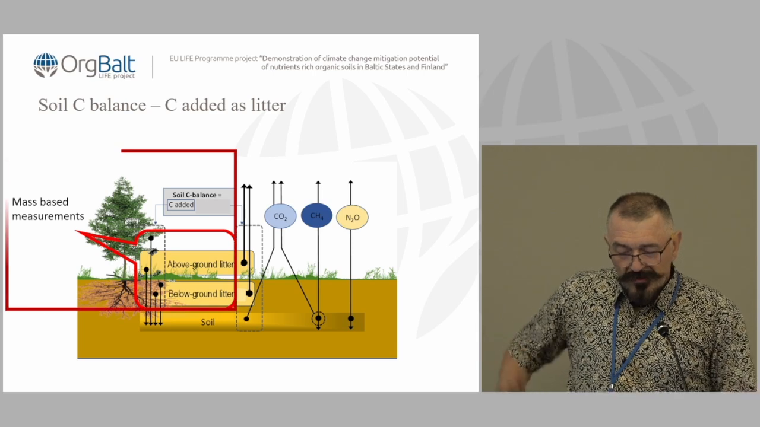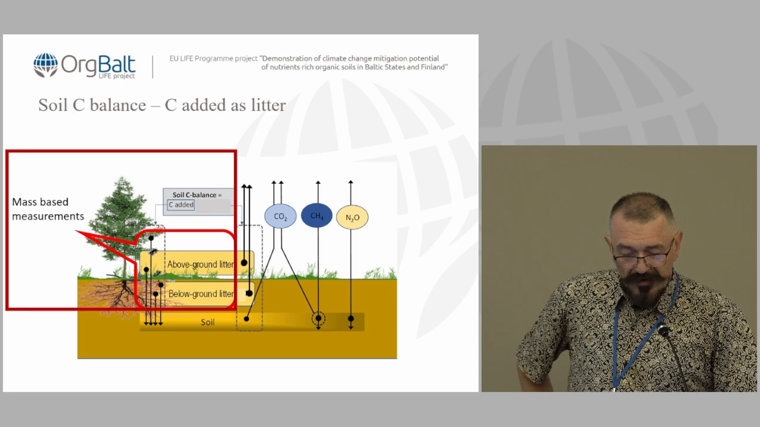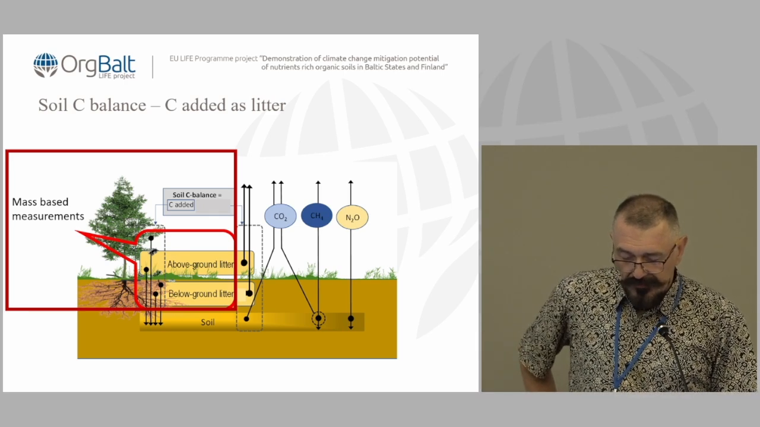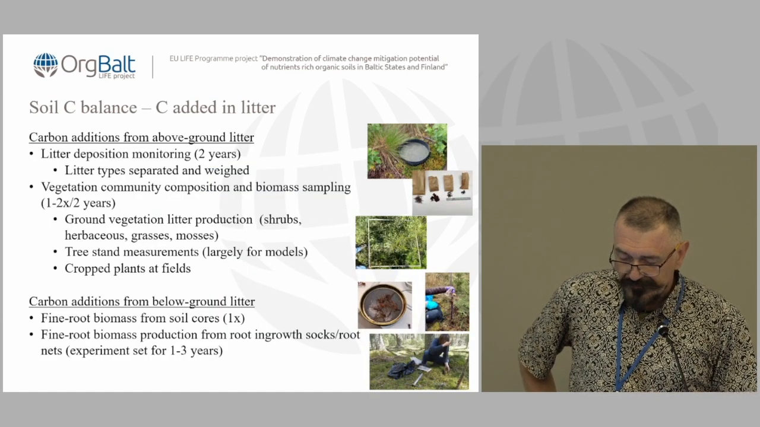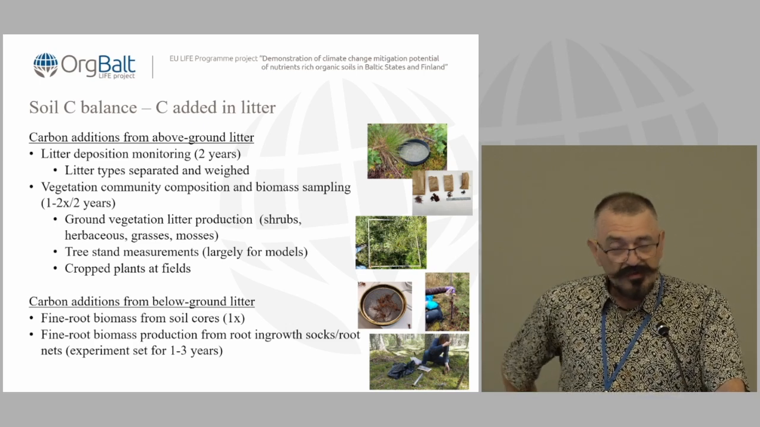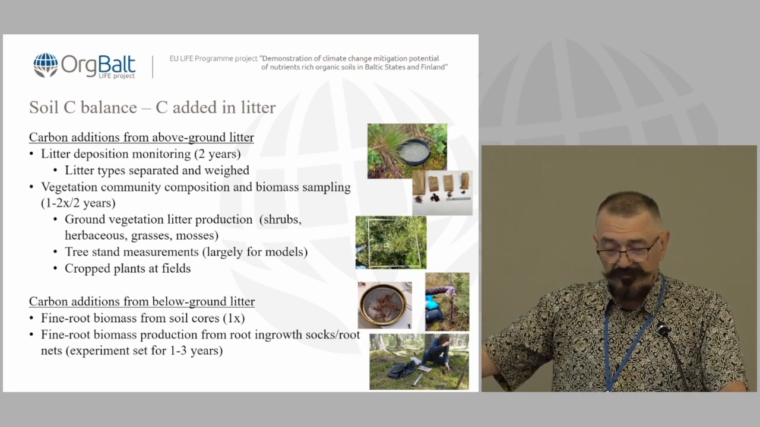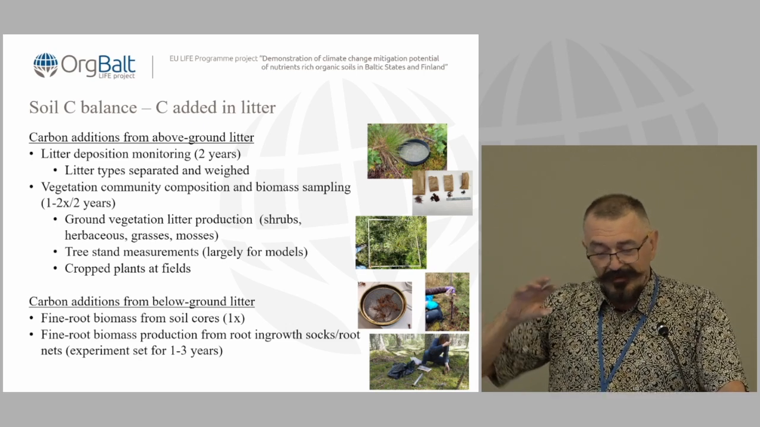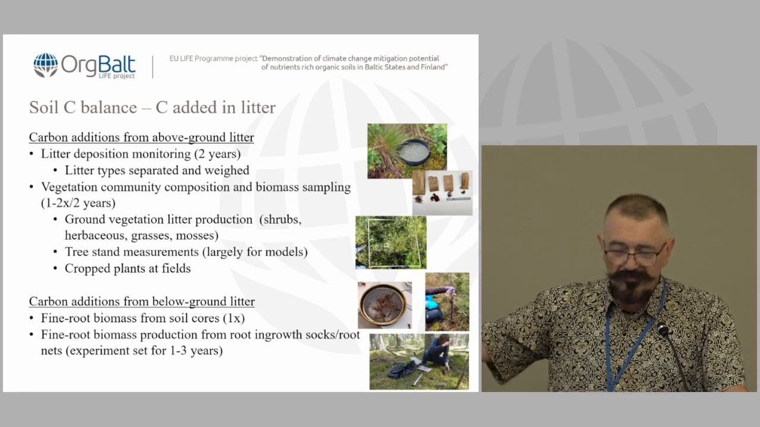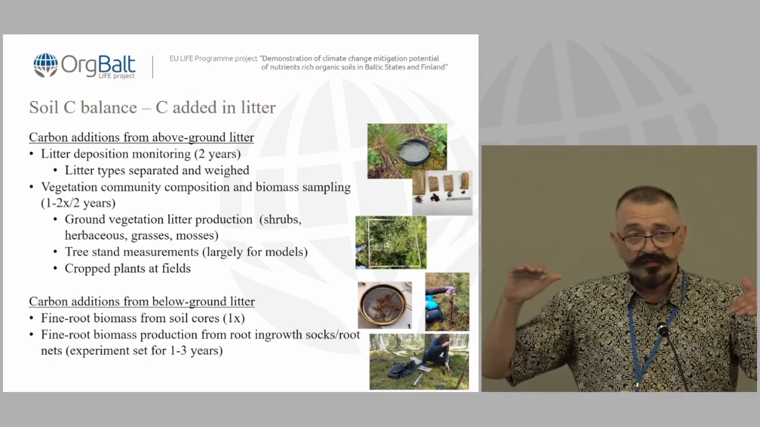And first we look at soil carbon balance, which is the soil carbon added in the soil, and the mass-based measurements here are looking at the litter, which is going into the system from above ground and below ground. And how we did it, so carbon additions from above ground litter, we spent 2 years in the monitoring sites collecting litter with the litter collectors, emptied it every time we went to the field sites, and different litter types were separated, oven dried and weighed.